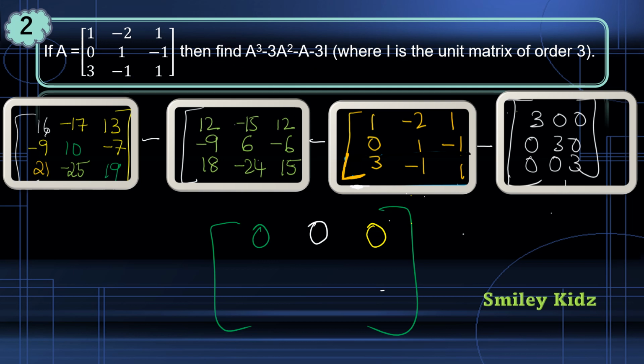Alright. Next we have minus 9 minus of minus 9, that is 0. 0 minus 0 is 0. 0 minus 0 is 0. Again we have 0 over here. Alright. 10 minus 6 is 4. 4 minus 1 is 3. 3 minus 3 is 0. Right? So here we're going to have 0.